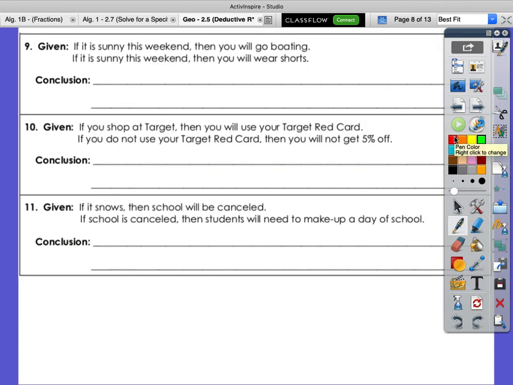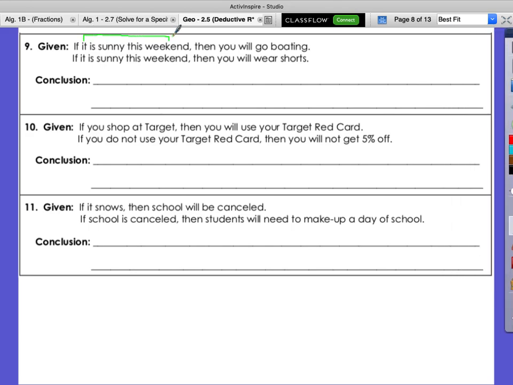Okay. Number 9. If it is sunny this weekend, then you will go boating. Okay. So what's our hypothesis going to be here, Wyatt? Yeah, it is sunny this weekend. Okay. So what does that make our conclusion, Wyatt? Yeah, you will go boating. Everything after the "then." So this goes P, if P, then Q.